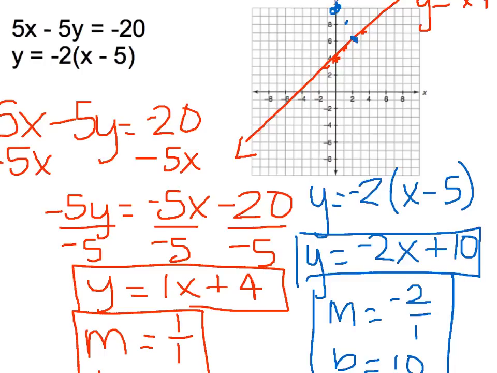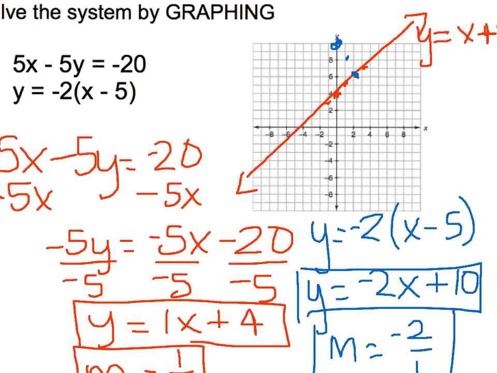So I'm going to grab my straight edge. Again, for you it's going to be different. And I'm going to go ahead and connect these points. I'm going to label my line, y equals negative 2x plus 10.